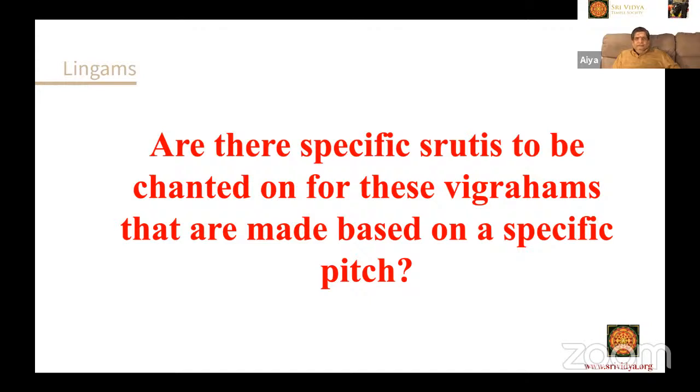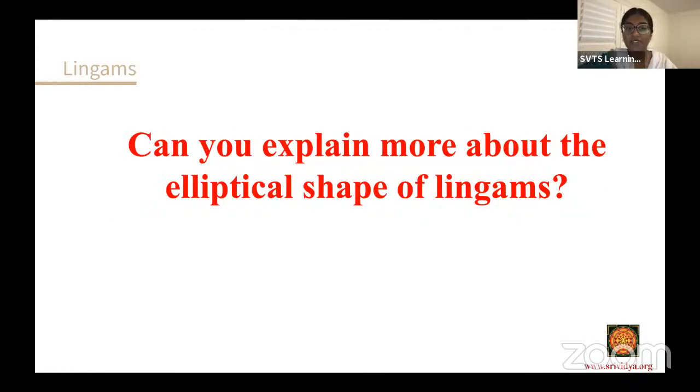Next question. Can you please explain more about the elliptical shape of lingams? The elliptical shape of the lingam that I was telling you about is about that point where the primordial explosion took place and we traced one ray of light escaping it. So there are trillions of rays of light that would have escaped that. We are just tracing one.